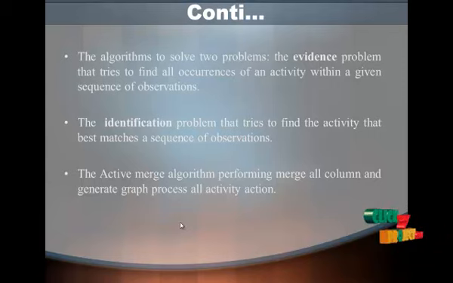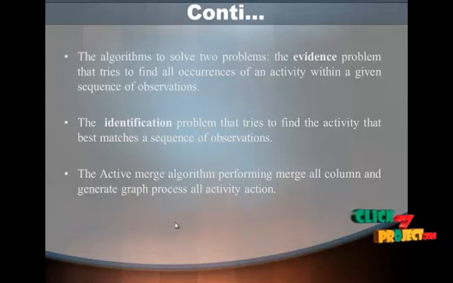The evidence and identification problem is very important for our process. The evidence is getting every system IP address and also getting the access time process. The identification process also calculates every action process. The identification problem tries to find the activity-based mechanism from a sequence of observations.